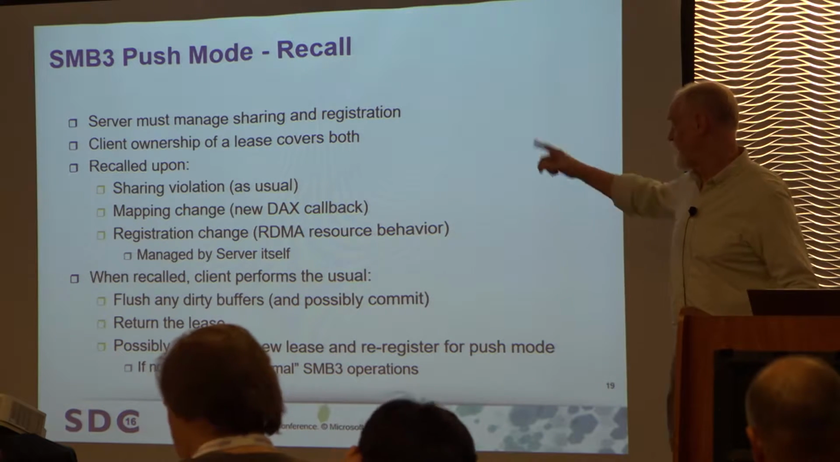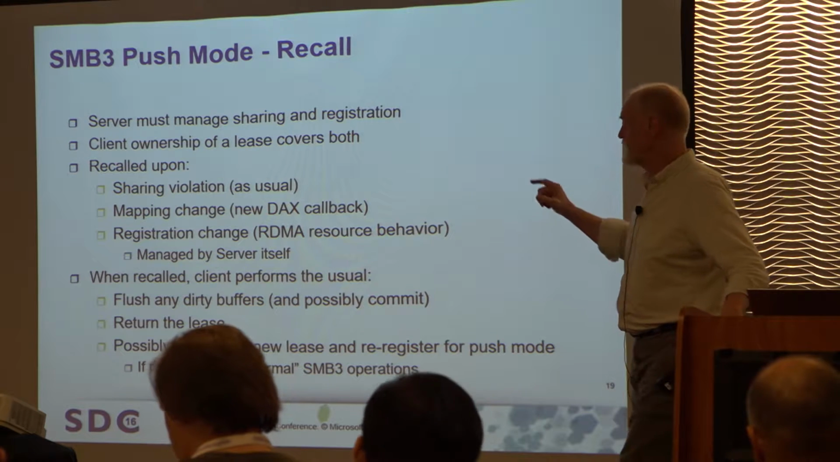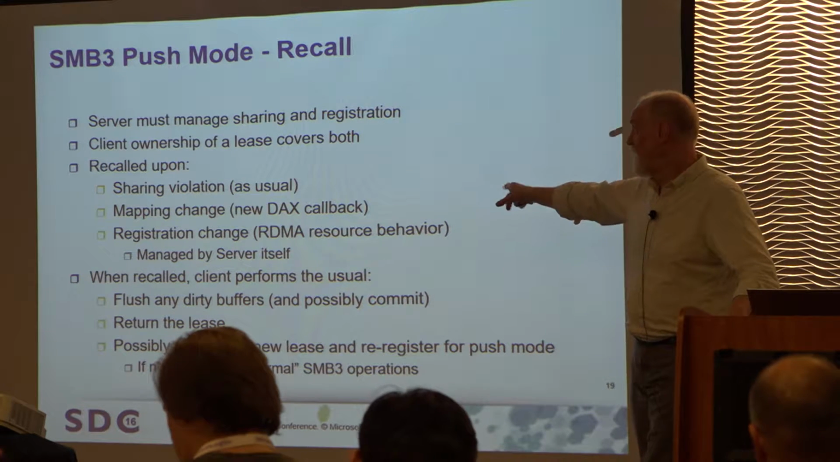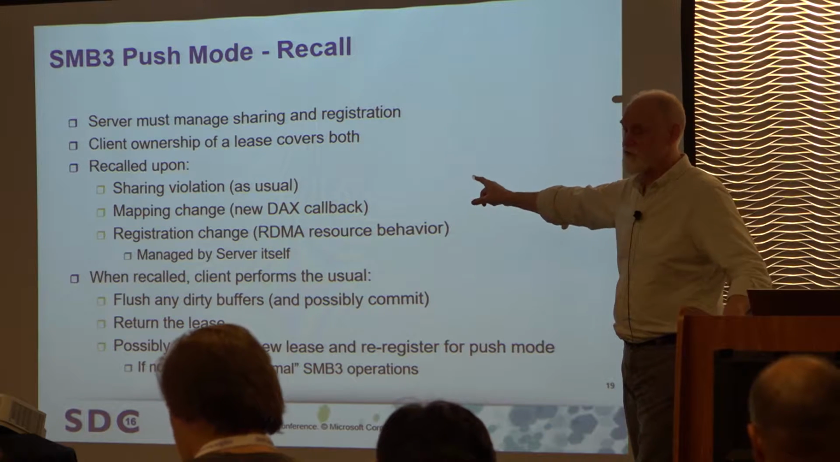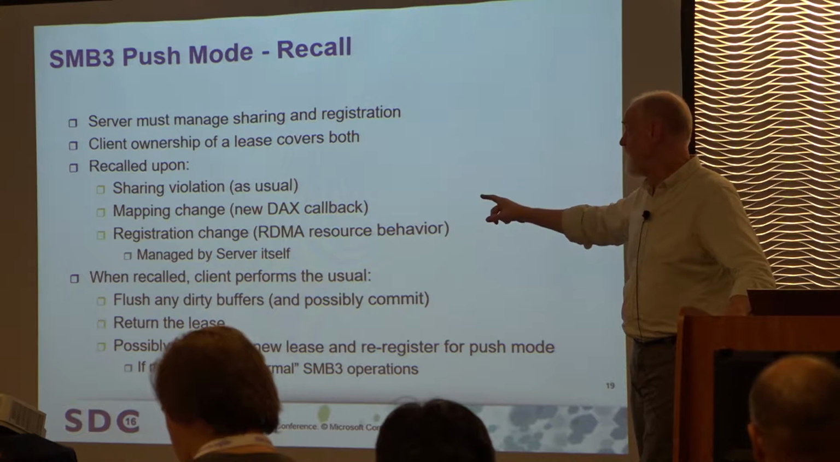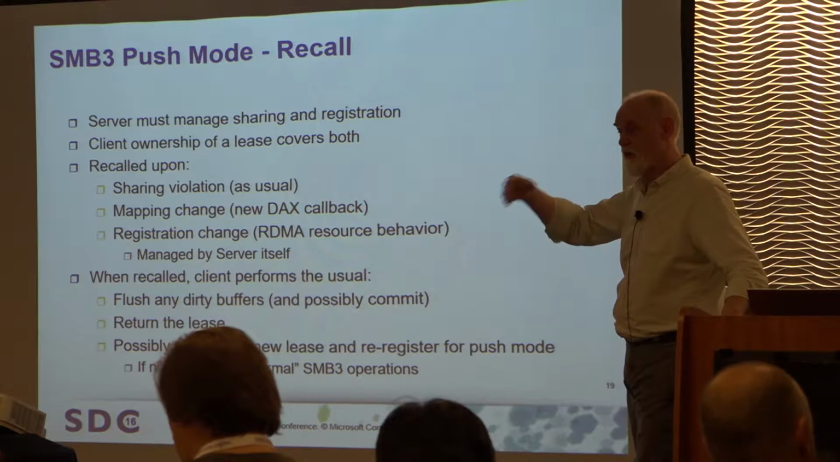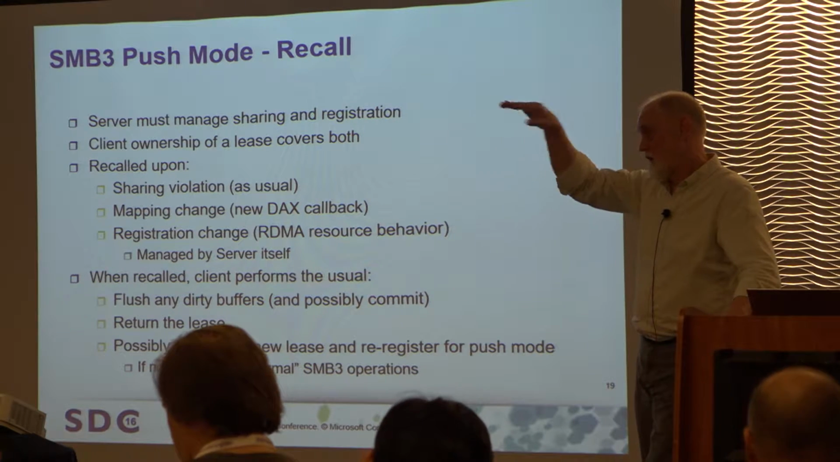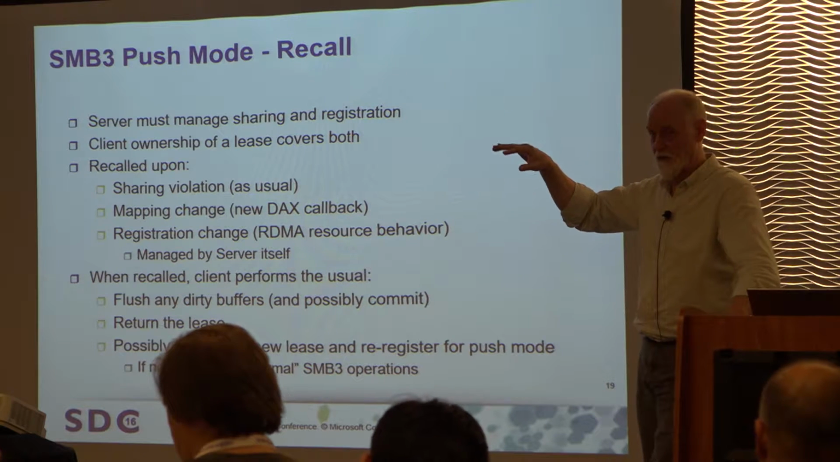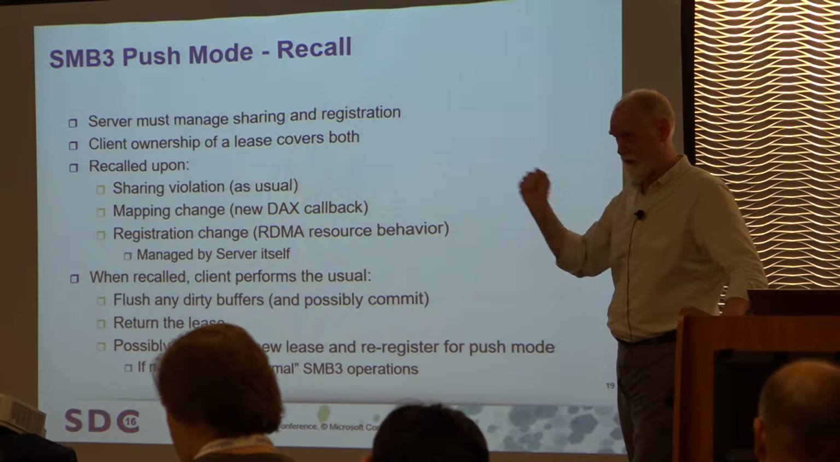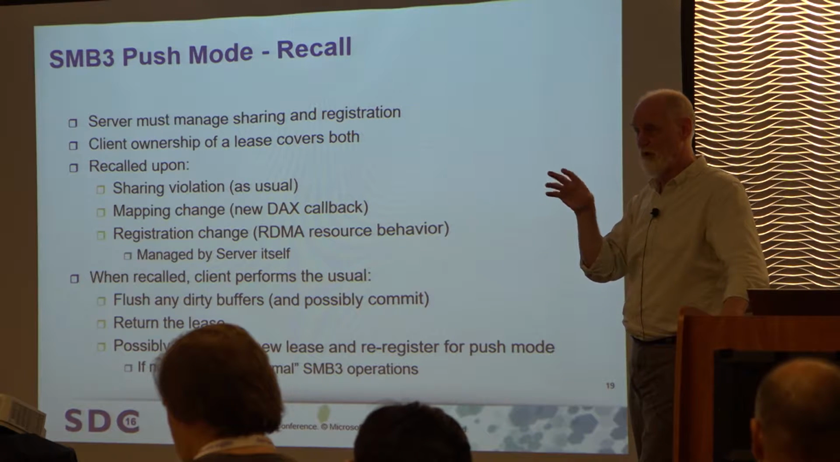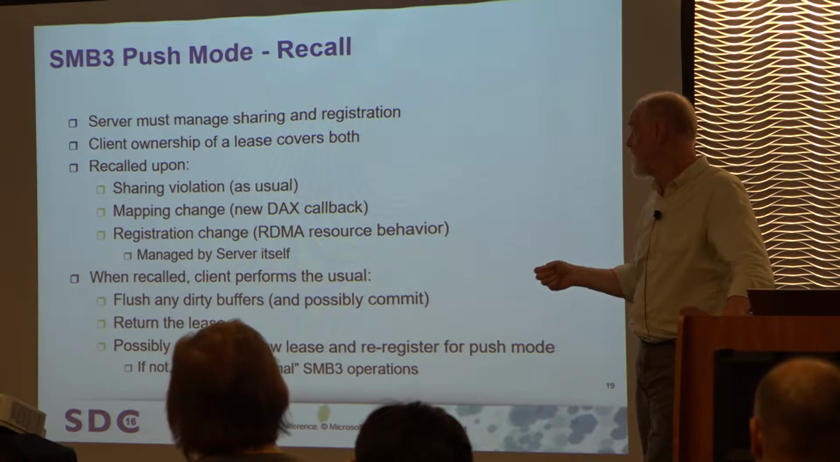And now here's the recall. I started to talk about this at the beginning of the last one, sorry. But the server may have to manage this sharing and this registration. And the client, I propose that we use the lease to do this. It would be recalled upon sharing violation if another process wants to open the file. That would be an ordinary SMB3 level sharing, right? One said, I want to be the only writer of this file, and another one comes in. So it recalls. The file doesn't have to move, but the permission has to change.